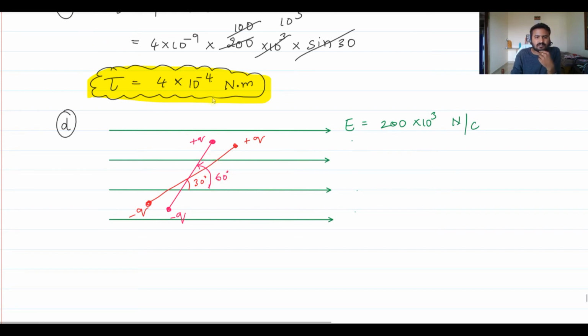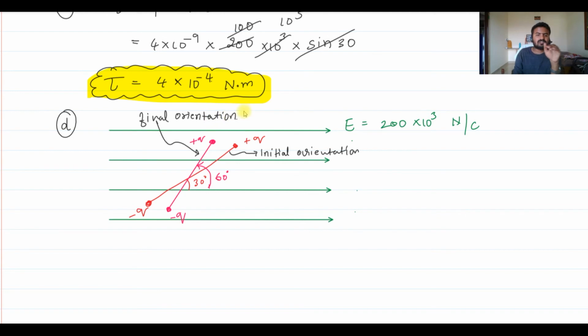So this is my initial orientation, and this is my final orientation. I have rotated it from 30 degree. It was initially at an angle of 30 degree. Further, I rotate by 30 degree more. Therefore, overall angle will be 60 degree with respect to the electrical field. Okay, don't get confused. Easy only.